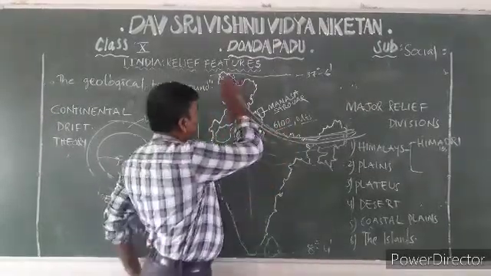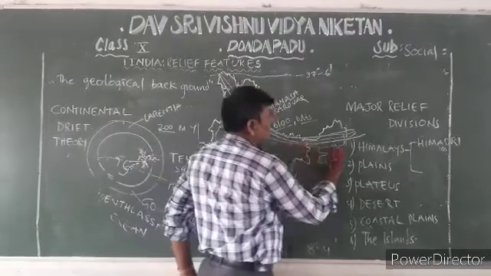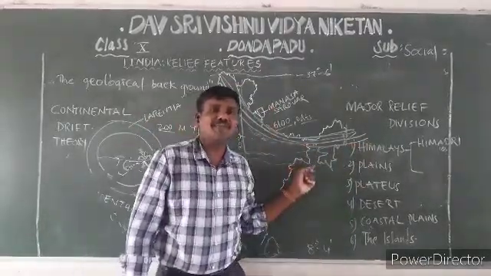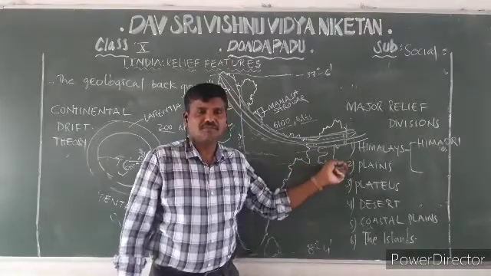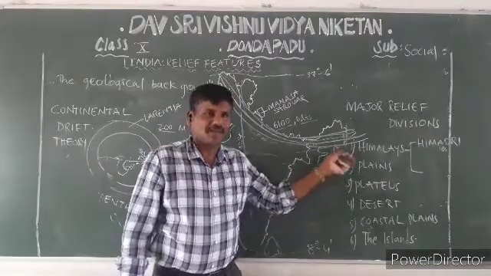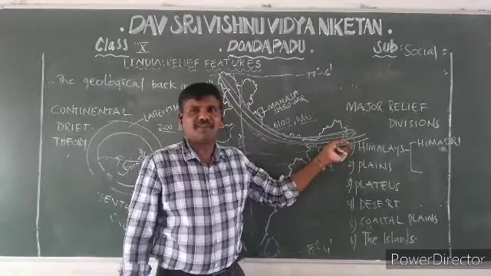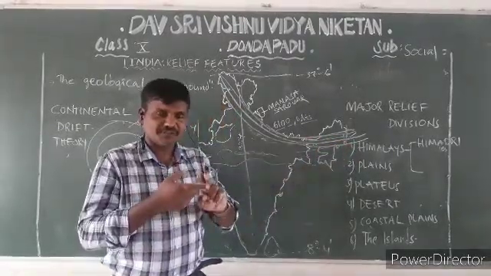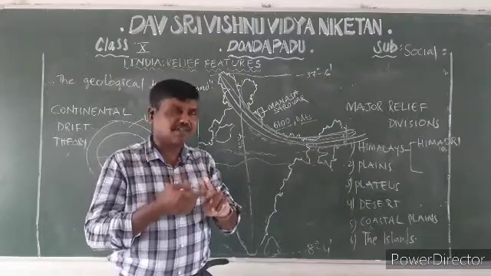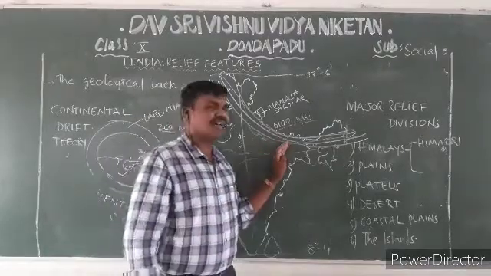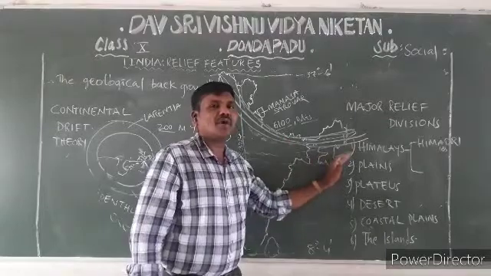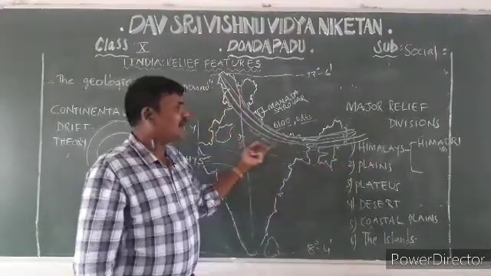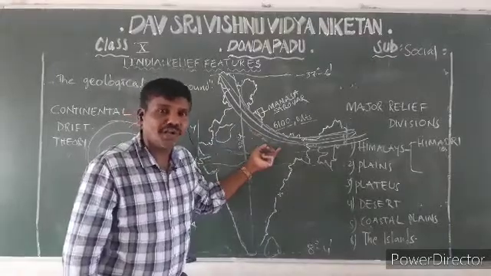So next range is what? Shivalik ranges. What are the Shivalik ranges? Shivalik ranges are the least high mountains compared to Himachal. First one is Himadri. Second one is Himachal. Third one is Shivalik. Shivaliks are the least high mountains of the Himalayas. They have their own local names.